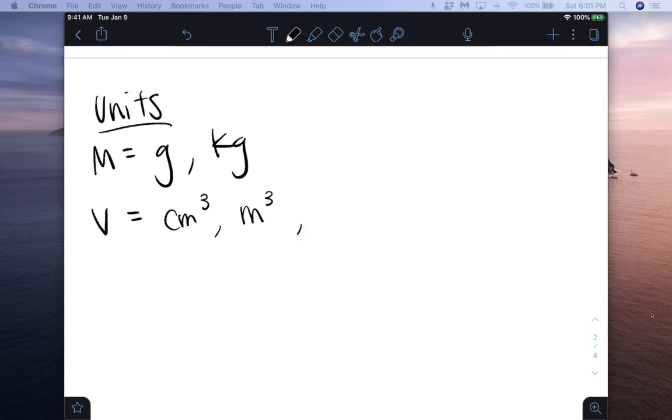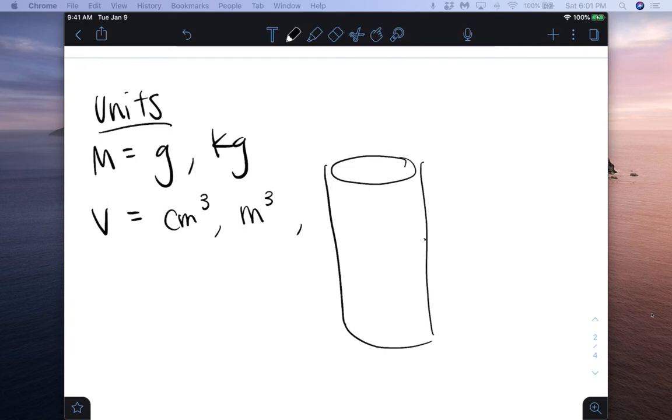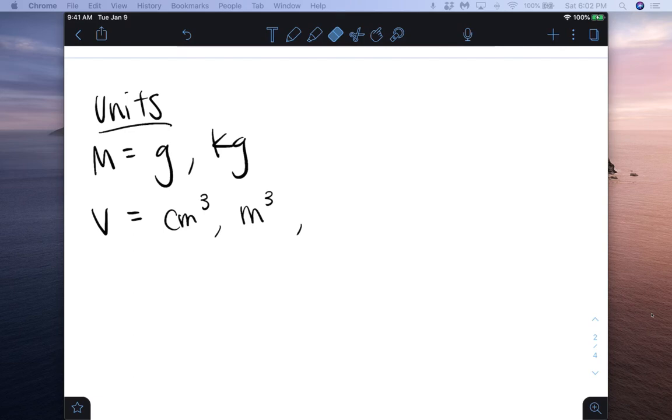Now, if we're talking about something like a liquid, which we measure in something maybe like a graduated cylinder like this, you'll see the mark at, say, 100 milliliters. So milliliters will be our unit for a liquid. And that's because it is, again, taking up a volume, but because it's liquid, it takes the shape of its container. So we might see milliliters for volume, or maybe liters is another unit for volume as well.